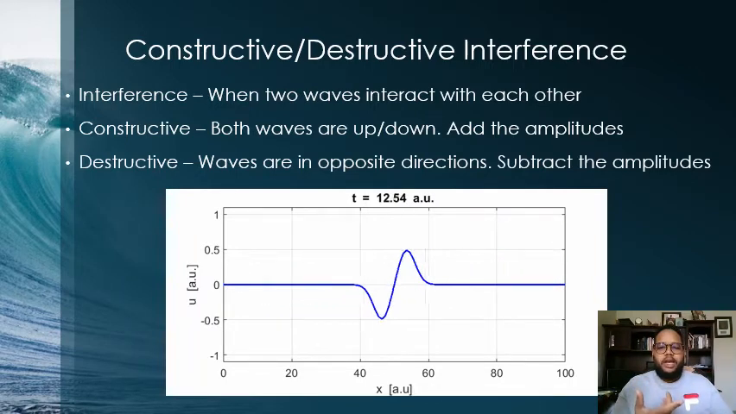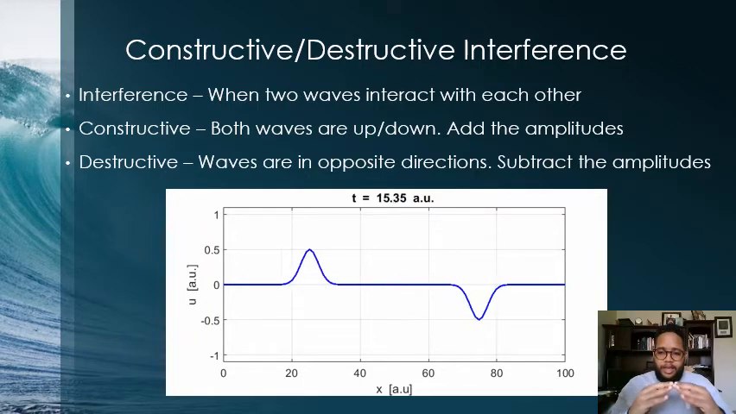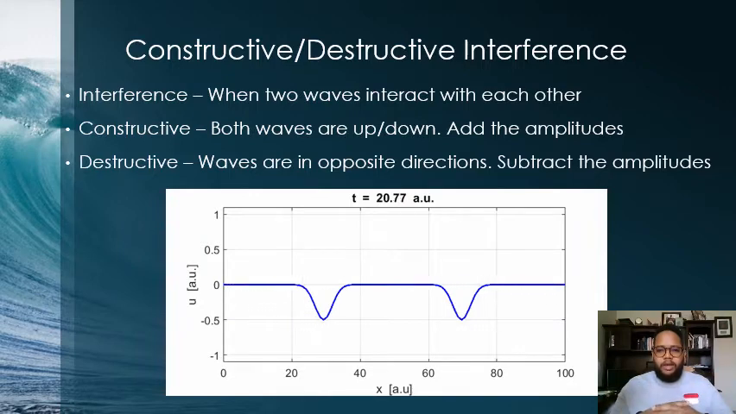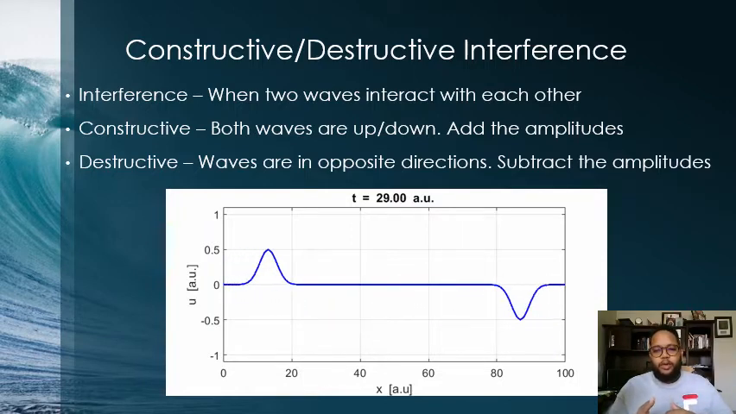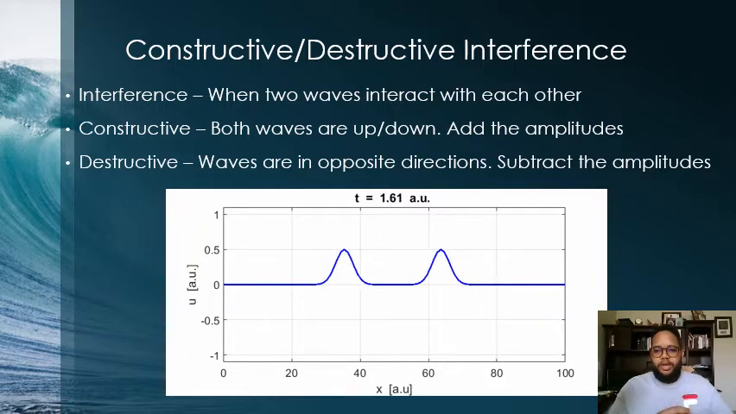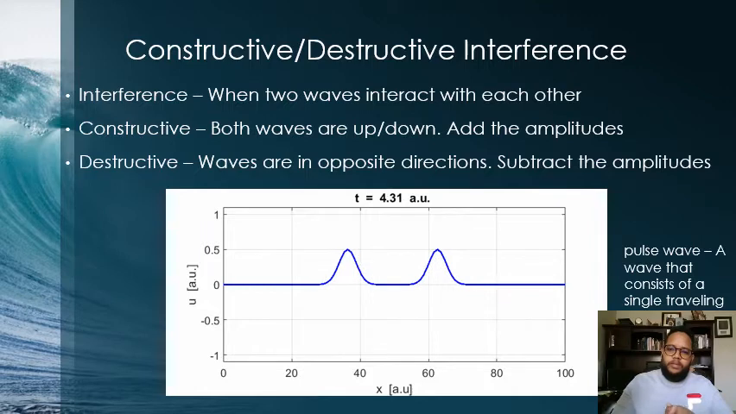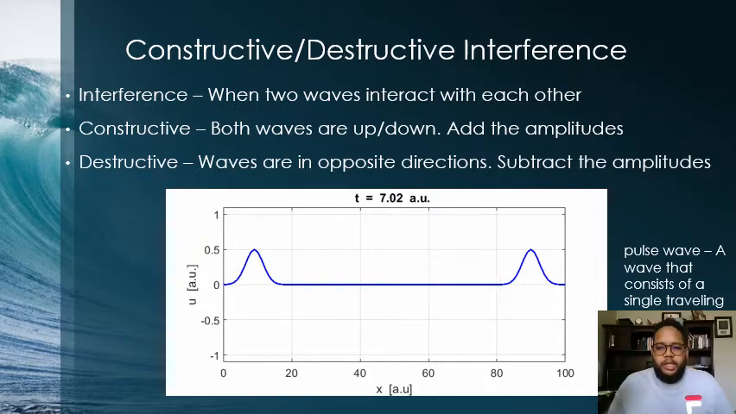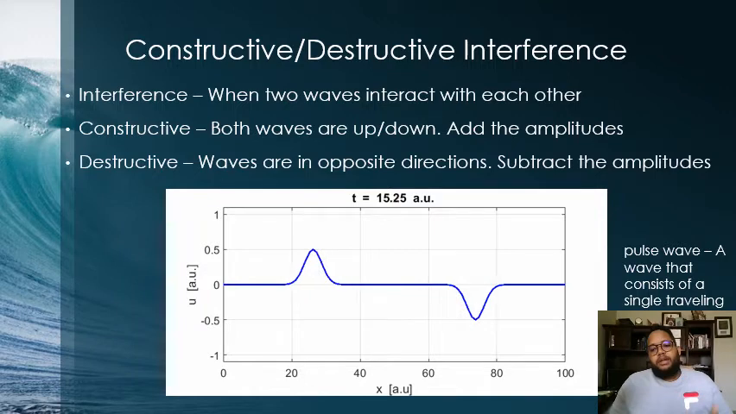Now when they're opposite sides and they clash together, you'll see that they make a wave of amplitude 0 for a split second. Now if they're both negative, the same thing happens. You have negative 0.5 plus negative 0.5 giving you negative 1. Alright, so those are your three examples. By the way, what you're seeing here are pulse waves, and it's a wave that consists of a single traveling pulse. So what you're seeing in this graphic is two pulses interfering with each other.